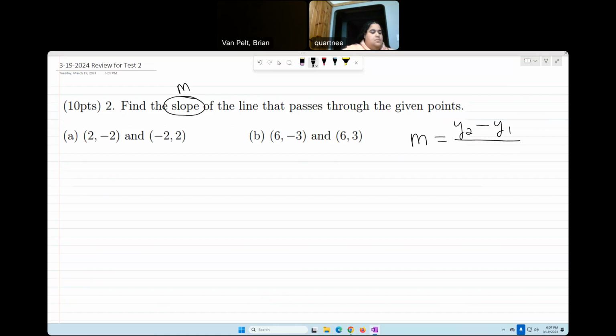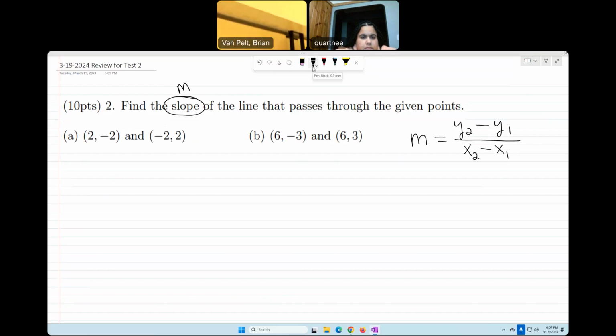Oh, yeah. Okay. Write that down. Keep in mind, this Y part up here is the change in the height, and this X part in the bottom is the change in the X's. So use that formula, see if you can get these using that formula. Do A. Yeah, sure.